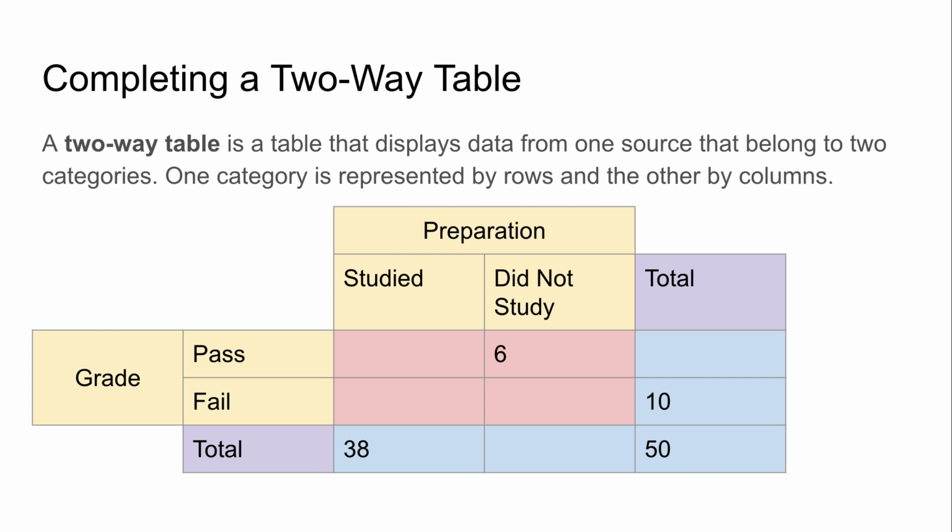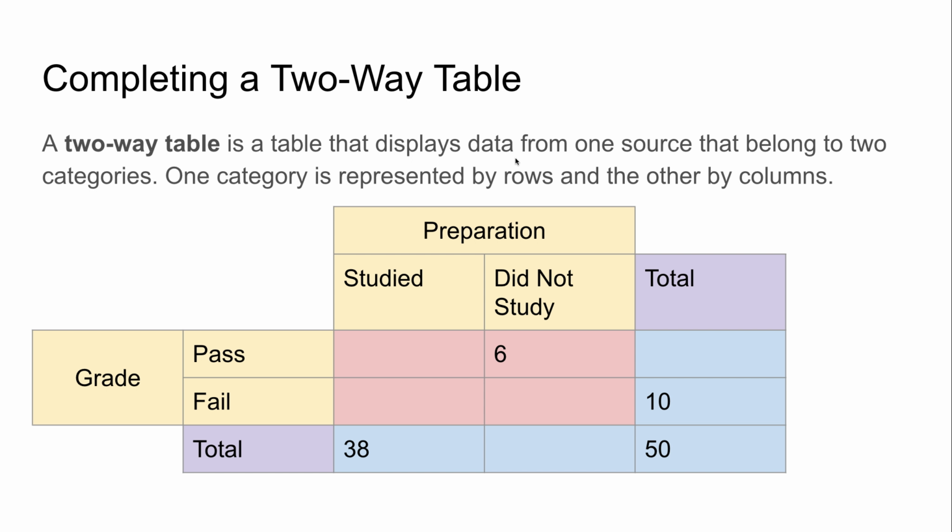Here is a partially filled out two-way table, and a two-way table is a table that displays data from one source that belongs to two categories. One category is represented by rows and the other by columns. The one represented by rows is the grade, pass or fail, and the other category represented by columns is preparation, so either studying or not studying for what I assume is like a test or something.